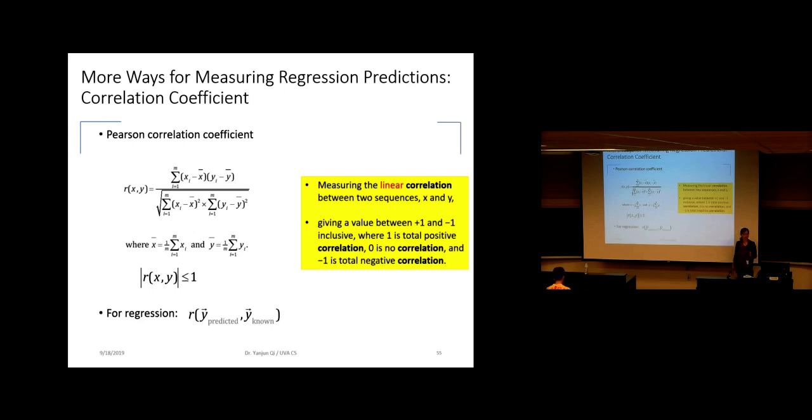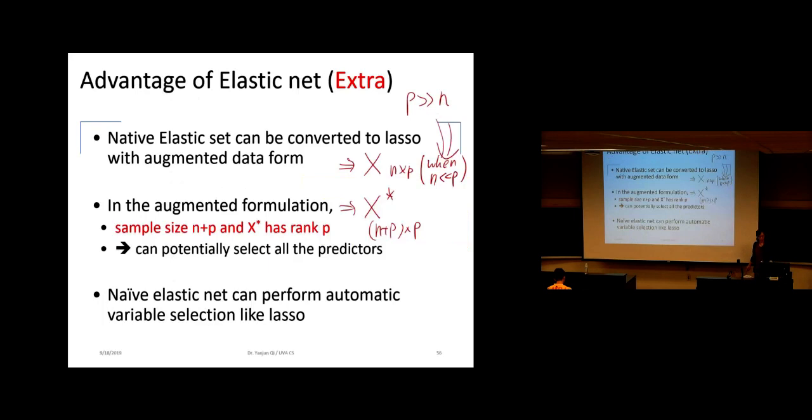Questions about this? So Pearson correlation is a pretty frequently used metric to evaluate regression models. All right. Okay, so a little bit more about elastic net.